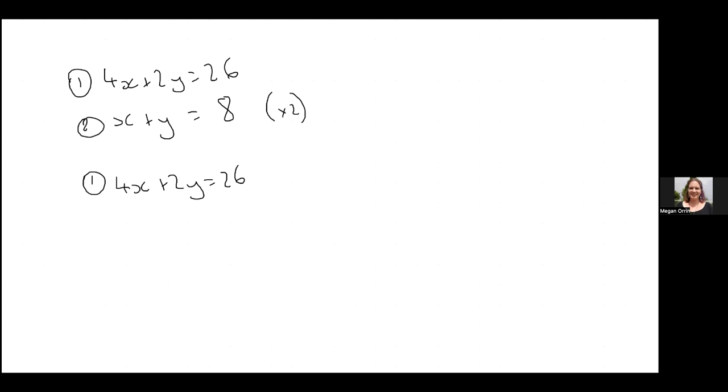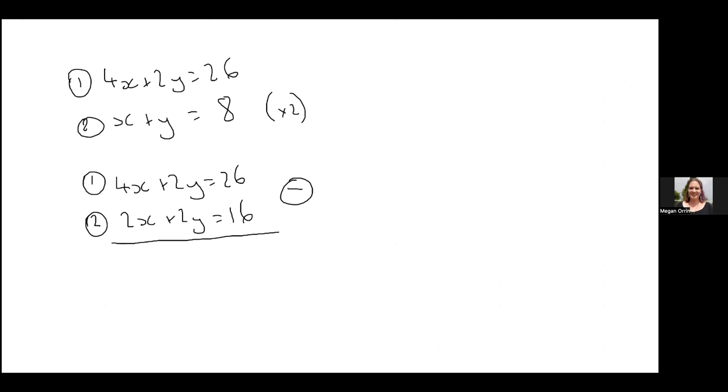But I'm going to double the second one. So then I have 2x plus 2y equals 16, right? Double the whole thing. Am I going to add them or subtract them from each other? I'm subtracting this time because I need to get rid of y. 2 minus 2 is 0.